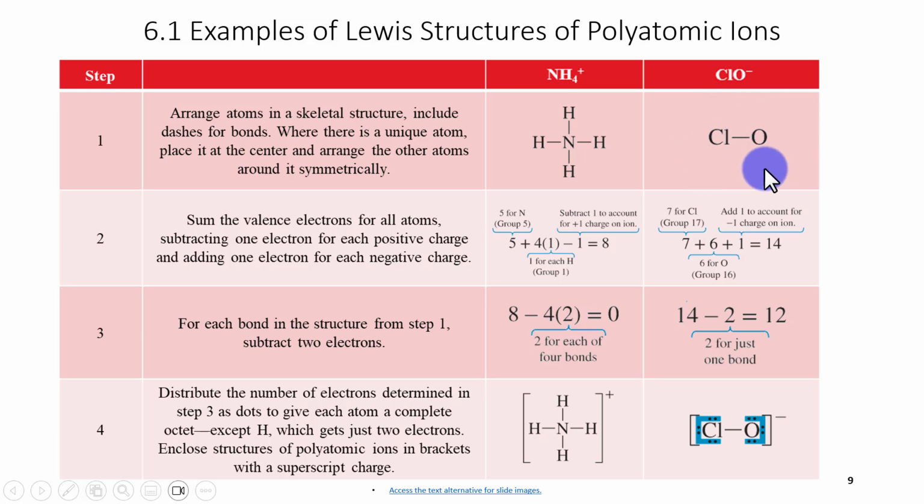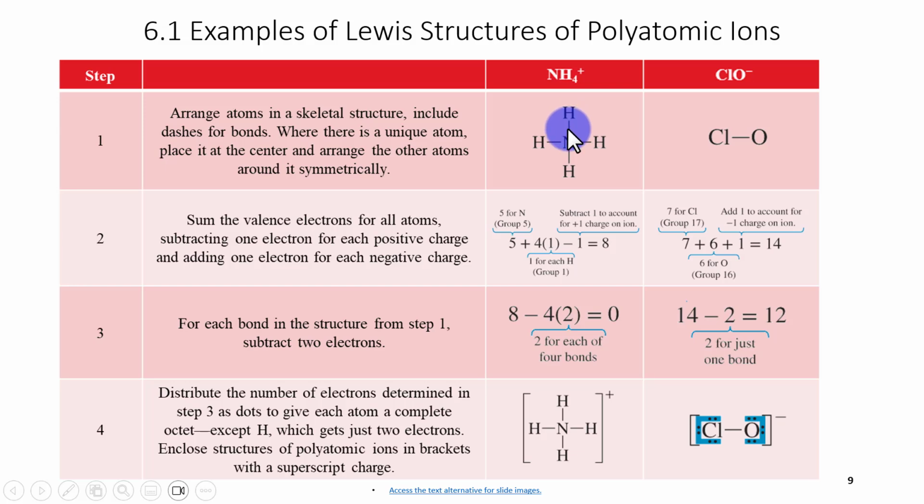What about for the ClO? Chlorine is group 7, so it brings 7 electrons. Oxygen is group 6, so it brings 6 electrons. However, it has a minus 1 charge, which means that I have to add an electron for every negative charge, giving me a total of 14 electrons.